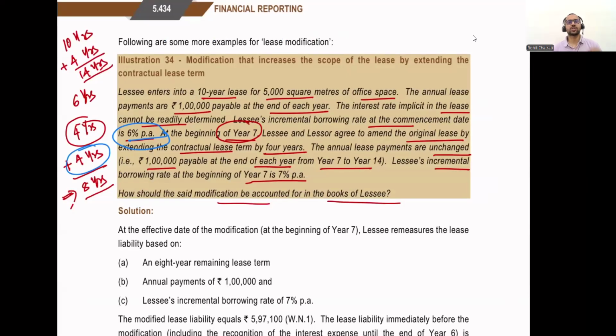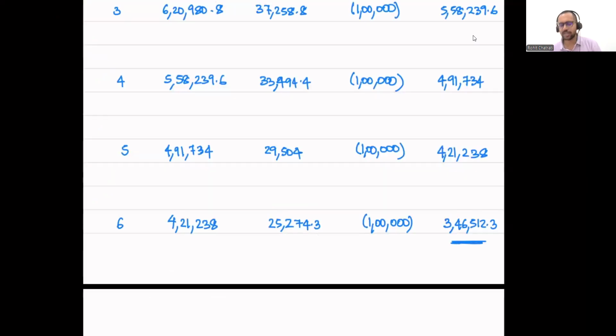Now, at the beginning of year 7, we have a modification wherein the term is extended for a further period of 4 years. So, what I will do is, standing at the beginning of year 7, I will be calculating the present value of the future payments being 1 lakh for the remaining 8 years, discounted at today's discount rate, which is 7% per annum. All right, so I will calculate the revised lease liability as present value of 1 lakh rupees discounted at the revised discount rate of 7%, and this will be the revised lease liability. I will be comparing the revised lease liability with the liability that I have in the books of accounts, and accordingly I will make an adjustment to the ROU asset as well.